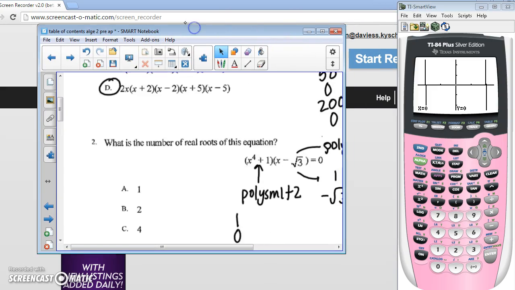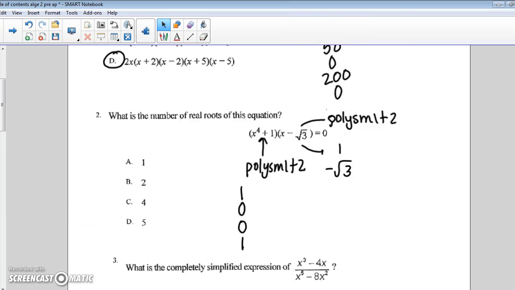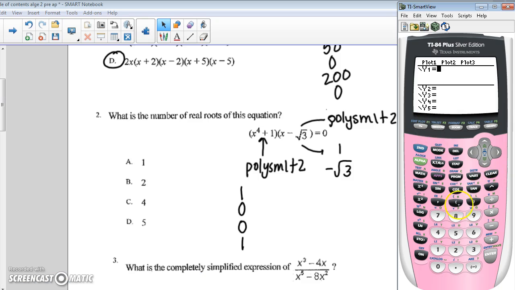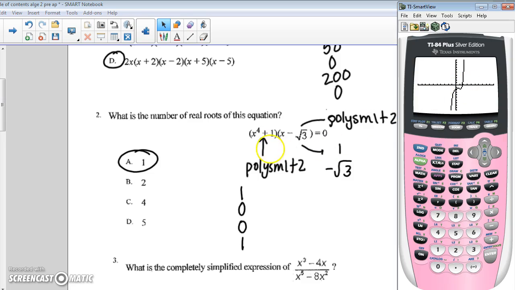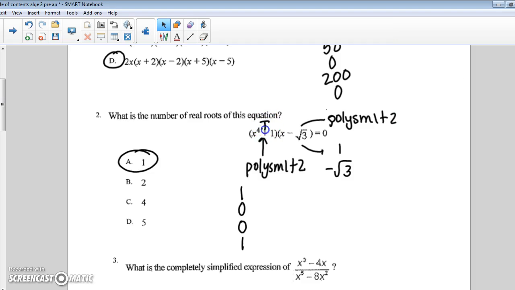If you put it into your calculator and look at the graph, you would type in x to the 4th plus 1, close parentheses, and then we would type in x minus radical 3, close parentheses. I'm going to go ahead and hit zoom 6, and we're looking for how many times does it cross? Well, it crosses 1 time right there. So there is only one real solution because it crosses once. If you put this piece in PolySmlt, you'll get all imaginary answers. And in this piece, we get the radical 3 as an answer, or about 1.7.